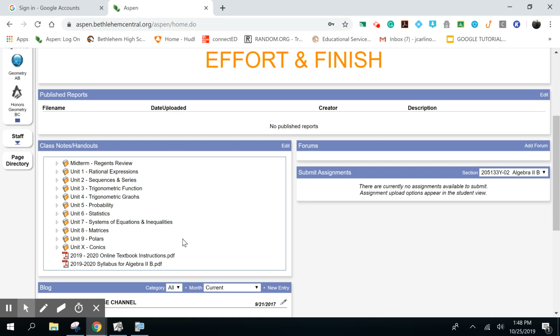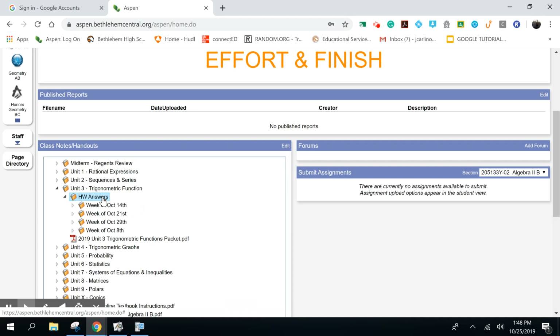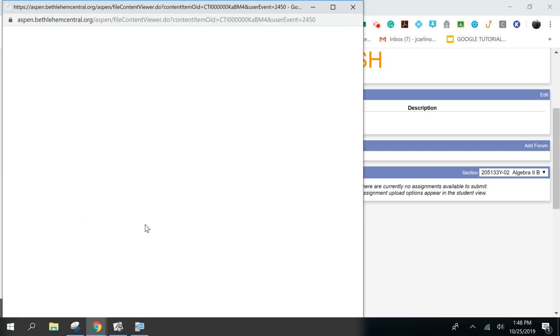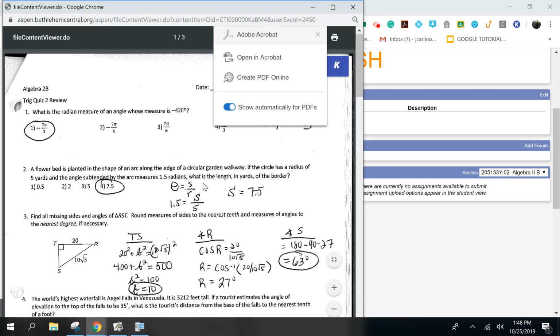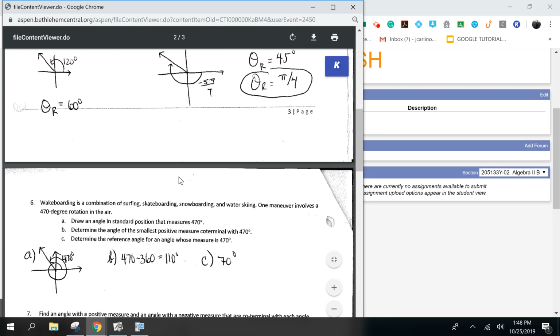Anybody know what unit we're in? Unit 3, go ahead, trigonometric functions. Homework answers, anybody know what week we're in? Week of the 21st. And today is the 25th. And there is all the work and the answers to that entire review with the work. Let's get going right now.